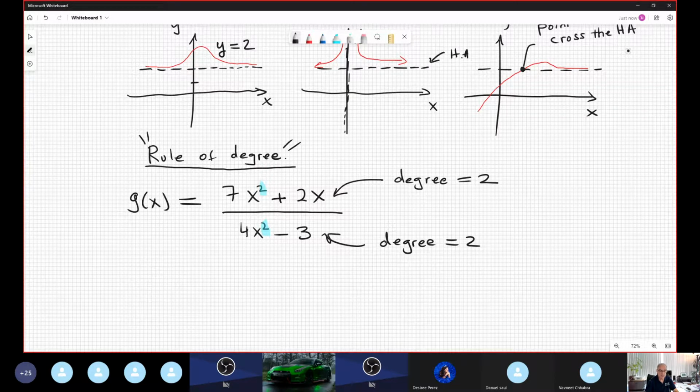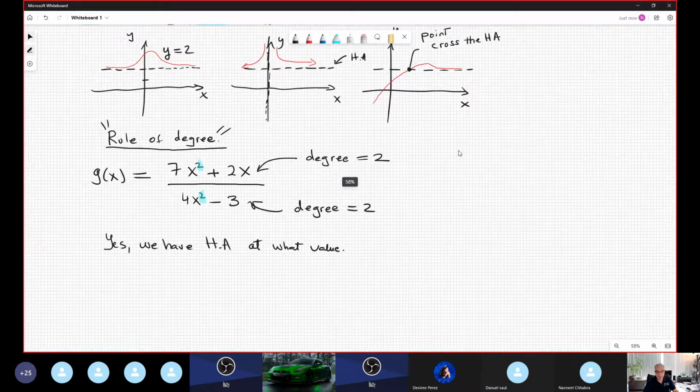The answer is yes, we have a horizontal asymptote. Okay, I understand, but at what value? Well, you apply the dominant idea. It's obvious, dominant. What is the dominant idea? It's basic in the rule of the degree. Dominant function, dominant is like a behavior.